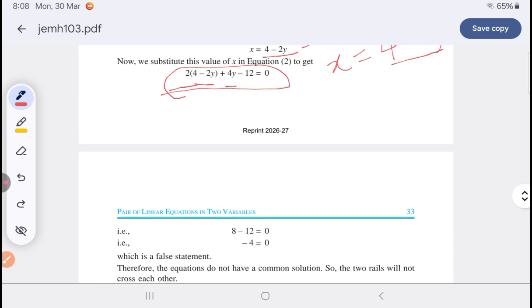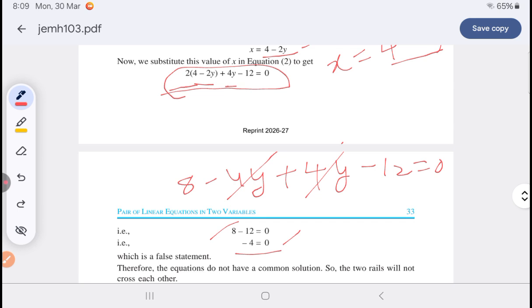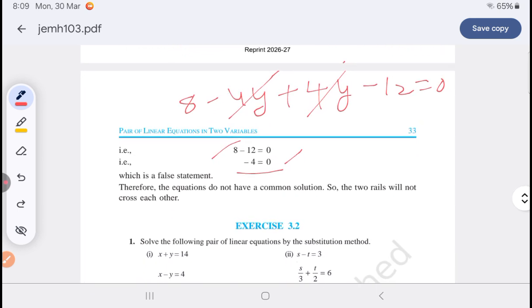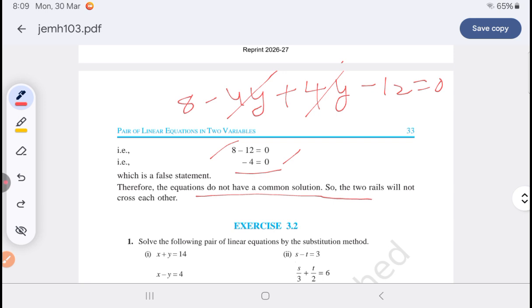So here 2 into 4 is 8. 2 into minus 2y is minus 4y. So 8 minus 4y plus 4y minus 12 equal to 0. So this minus 4y plus 4y is 0. So 8 minus 12 equal to 0. So minus 4 equal to 0, which is a false statement. Therefore, these equations do not have any common solution. So the two rails will not cross each other.